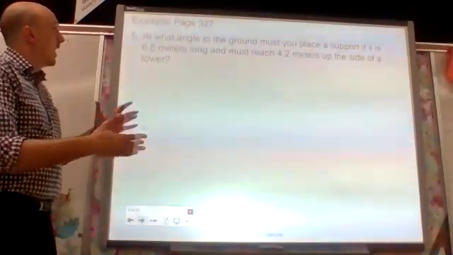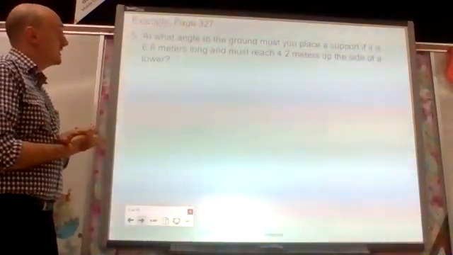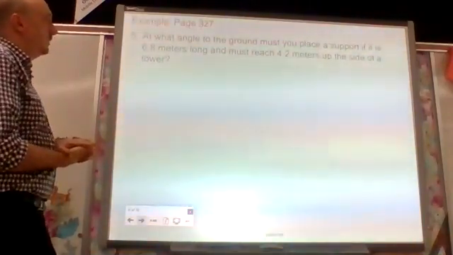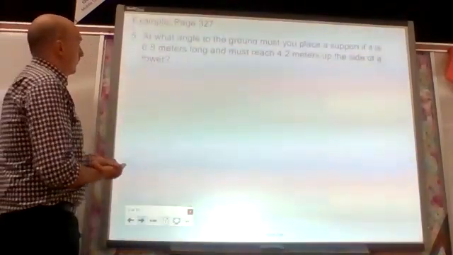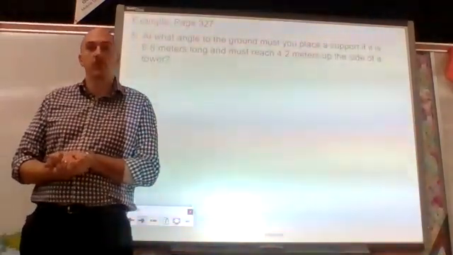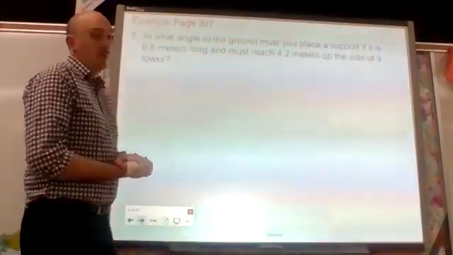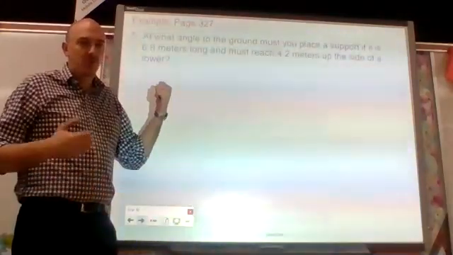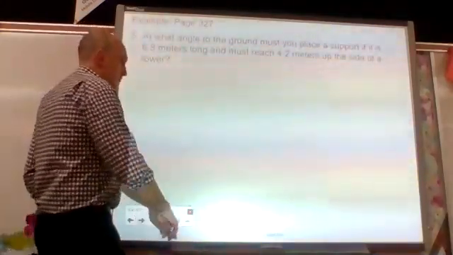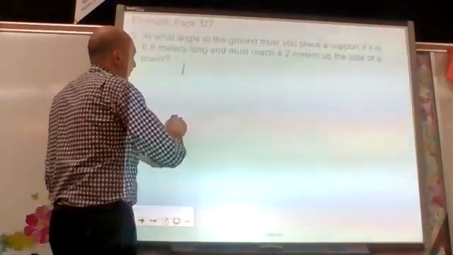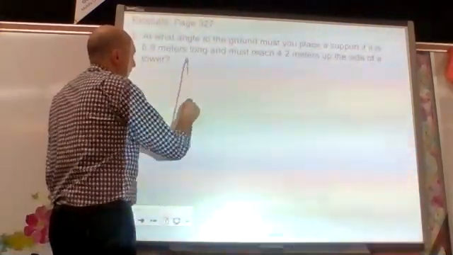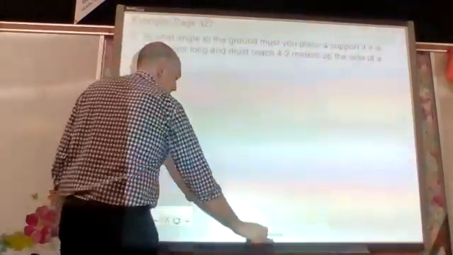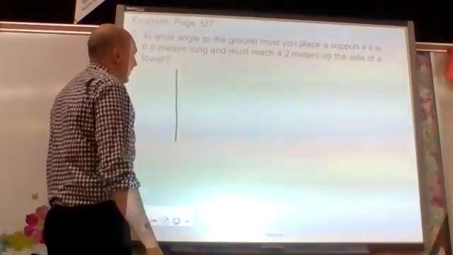At what angle to the ground must you place a support if it is 6.8 meters long and must reach 4.2 meters up the side of a tower? Remember what unit we're doing. This is confusing if you don't remember we're doing right angled triangles. Let's draw this. Let's draw a tower. Actually, let's just make it a vertical line. There, that's my tower.